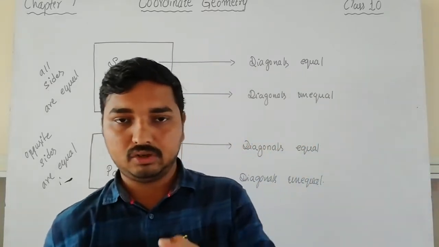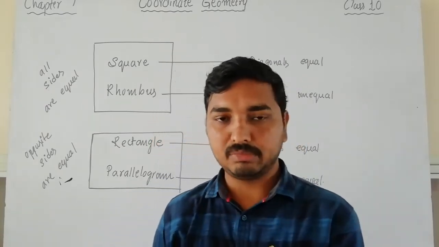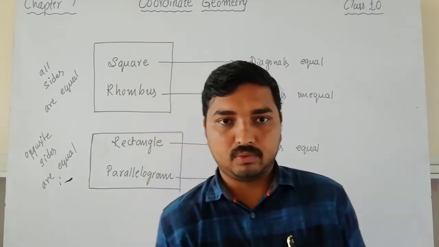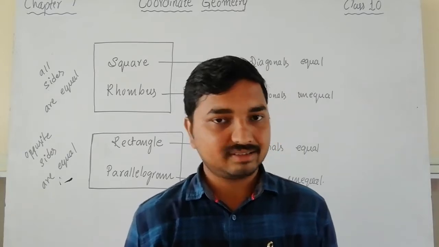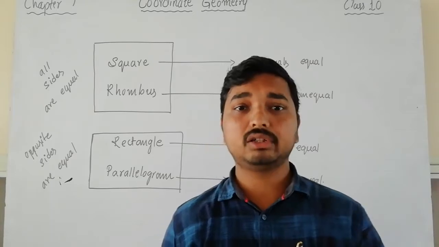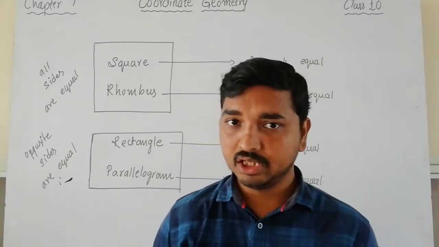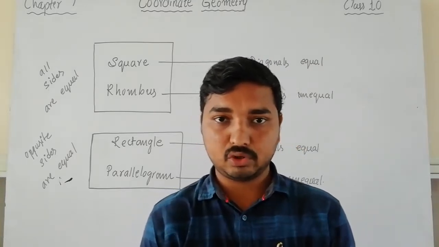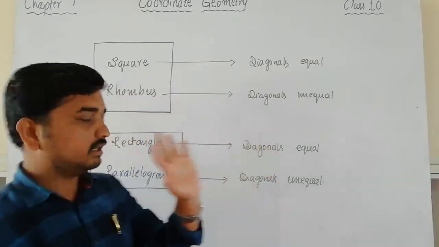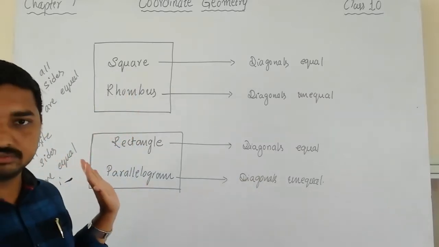So when we have knowledge like this, suppose a figure is not given, and I just give the information like this: there is a geometrical figure in which opposite sides are equal. What will be the figure? Then don't immediately say it is a rectangle, because it may be a parallelogram also, since this is a common criterion for both. To confirm, you need to identify the length of the diagonals. If the diagonals are equal, then definitely it is a rectangle. If the diagonals are unequal, then it is a parallelogram. Remember this, it is very important.